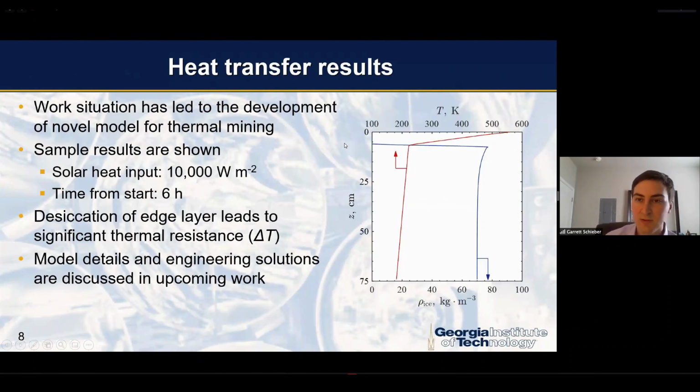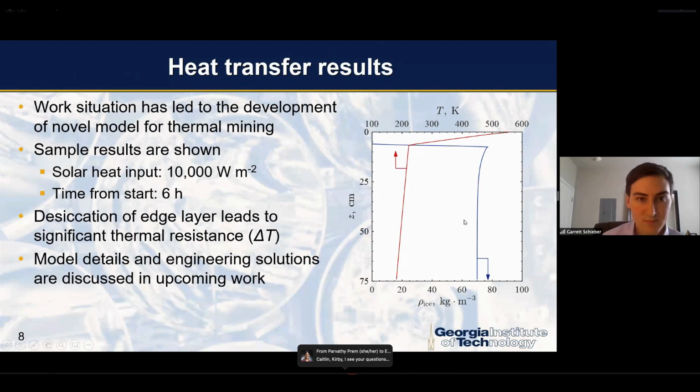And the results of this model are shown here, where on the top x-axis, we have the temperature. And so at the surface, we get a temperature of 550 Kelvin. And then we have a significant temperature drop all the way down to about 225 Kelvin, at which the temperature levels off. And then on the bottom x-axis is the density of ice in each cell, or the concentration of ice in kilograms per meter cubed. And so we see that we've completely desiccated the top six centimeters of regolith, but then we see a small spike in ice concentration, and then it levels off to the value at which I initialized it.